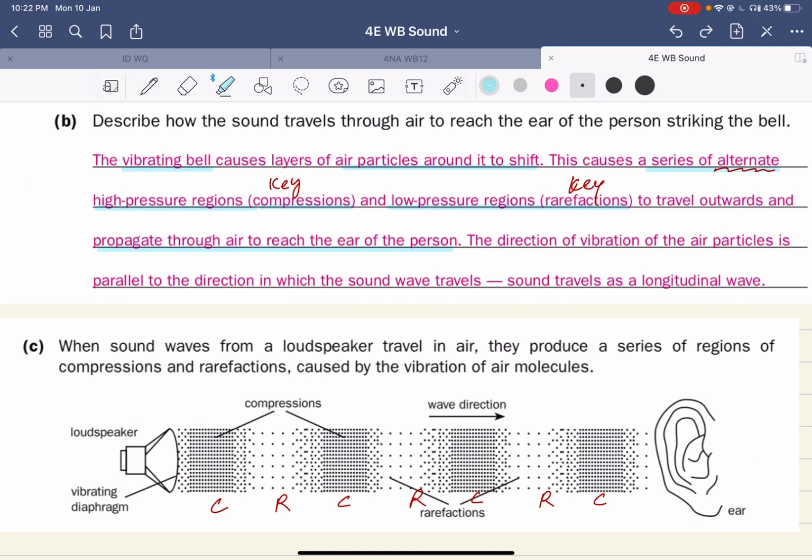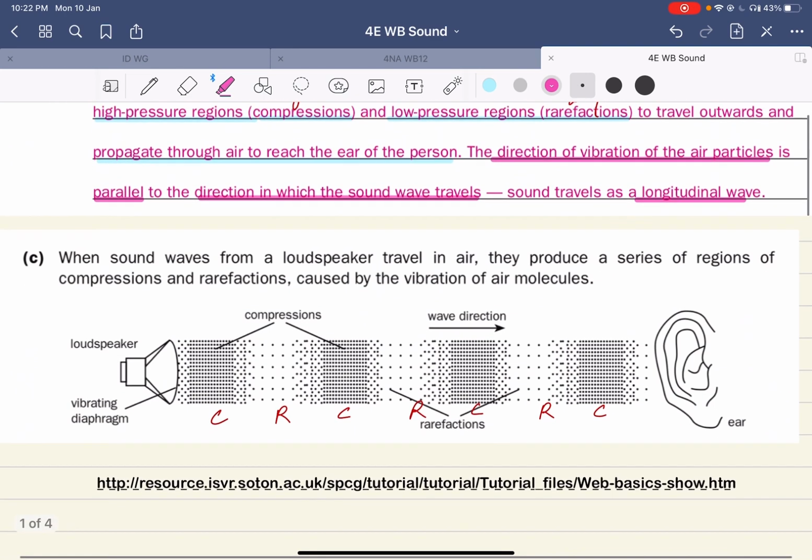But we also want to talk about the nature of the sound wave itself. So if this is a 3 marks question, you can add on by talking about the direction of all this movement. The direction of vibration of the air particles is parallel to the direction in which the sound wave travels, the idea of sound being a longitudinal wave. So this is a third point which you can add in if this question demands more than 2 marks. So this is question 2b.